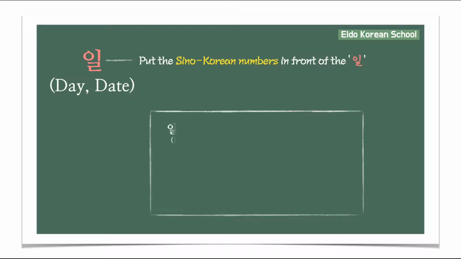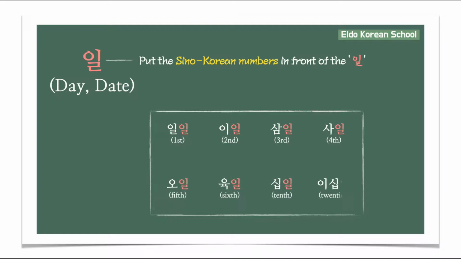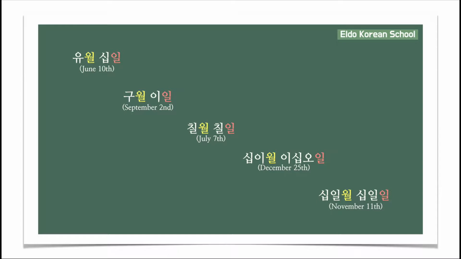And next, we can attach the days after the month. We can say 1일, 2일, 3일, 4일, 5일, 6일, 10일, 20일. It's just the same way we say the months, with the Sino-Korean numbers attached in front of it. For example, June 10th is 6월 10일. September 2nd is 9월 2일. July 7th is 7월 7일. December 25th is 12월 25일. November 11th is 11월 11일.